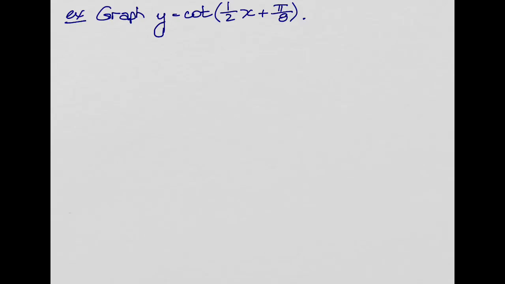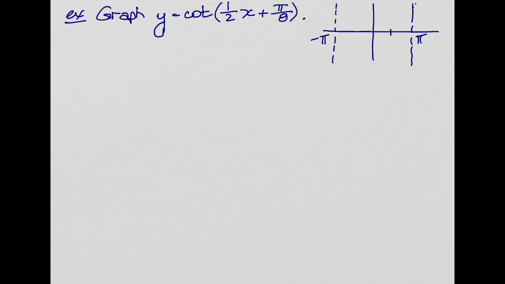I'm looking to graph this cotangent function, and I'm going to notice that it has a phase shift. First thing I want to do is remember what the graph of just the generic y equals cotangent x looks like. The cotangent is undefined where the sine is 0. So that's at 0 and pi and negative pi and every multiple of pi both directions.